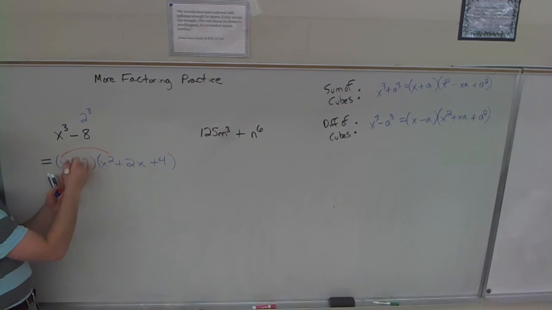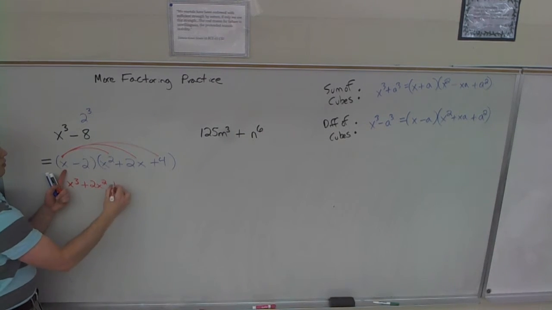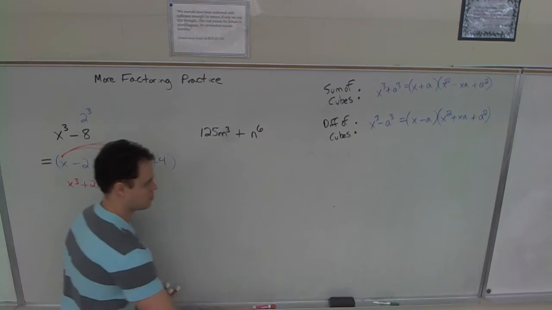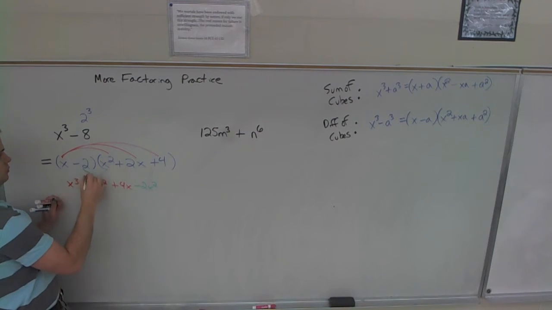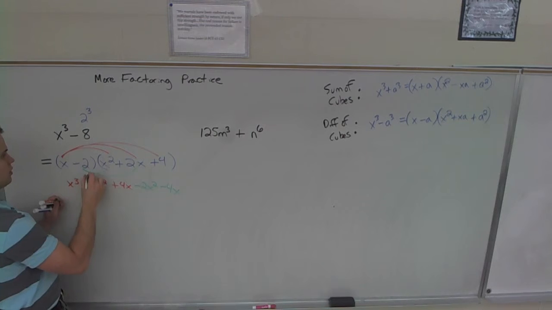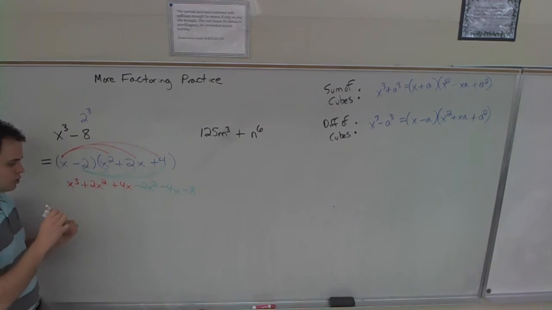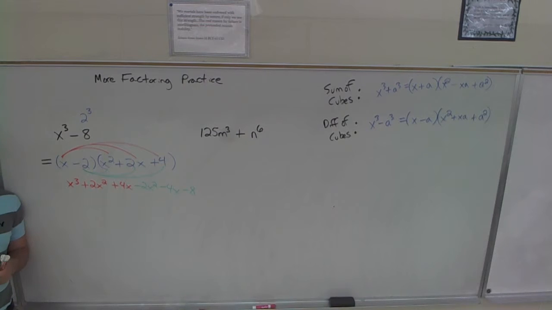X cubed, 2x squared, 4x. The next one's in green. Minus 2x squared, minus 4x, minus 8. You're going to have to do this distributing process on our next big exam anyway, so it's good to check yourself just to remind yourself how to do it. What happened here that's super nice? Cancel. Booyah. It worked. Yeah? So this is the difference of cubes.